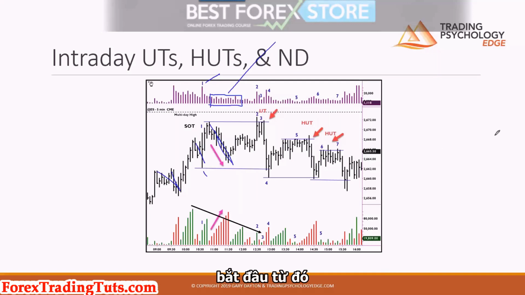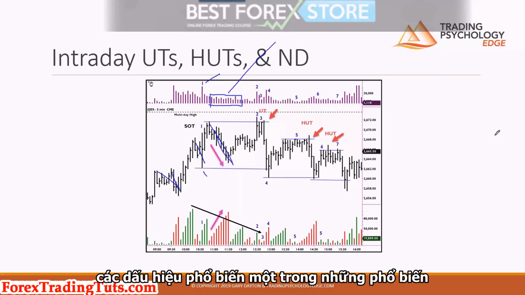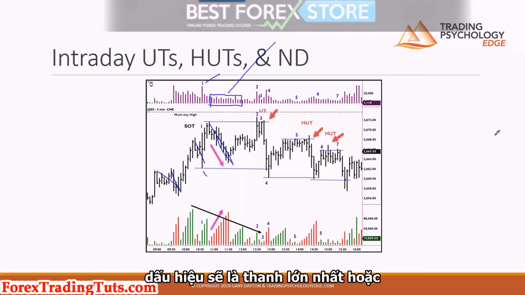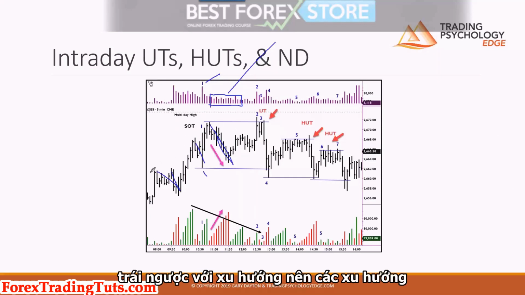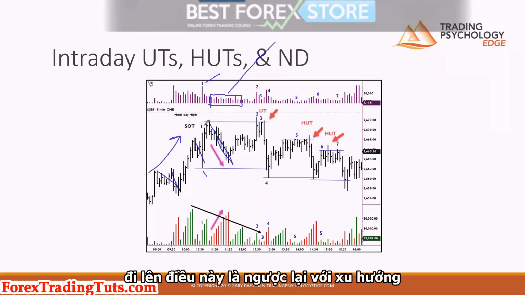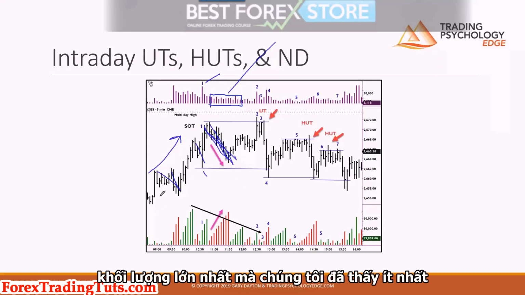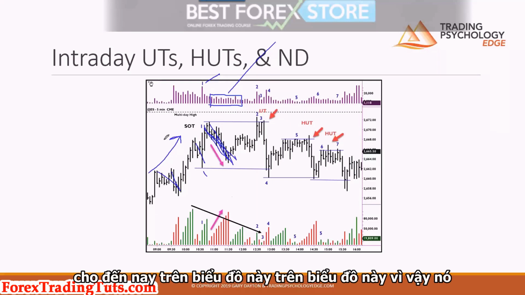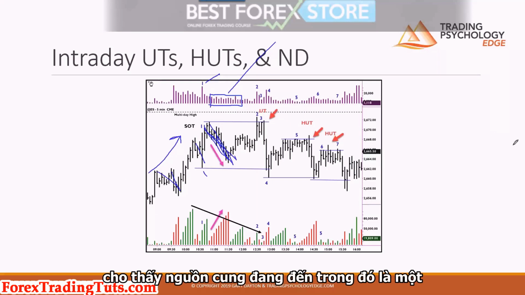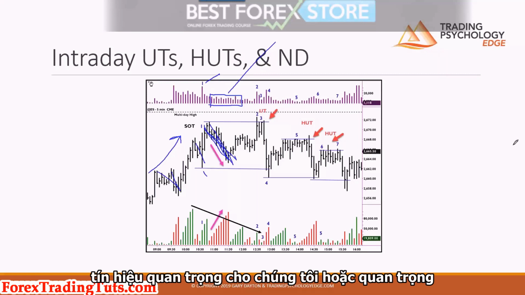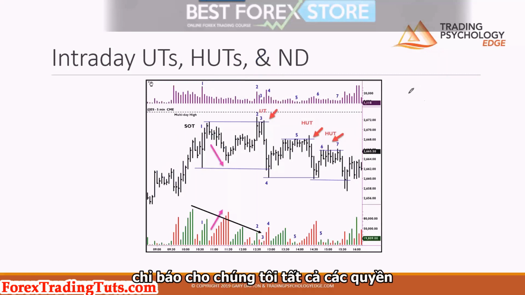Remember I said in the very beginning that one of the common signs will be the largest bar or the largest swing or wave opposite to the trend. The trend's going up, and this is opposite to the trend. This is the largest wave down on the largest volume that we've seen, at least so far on this chart. So it suggests supply is coming in. It's an important indicator for us.